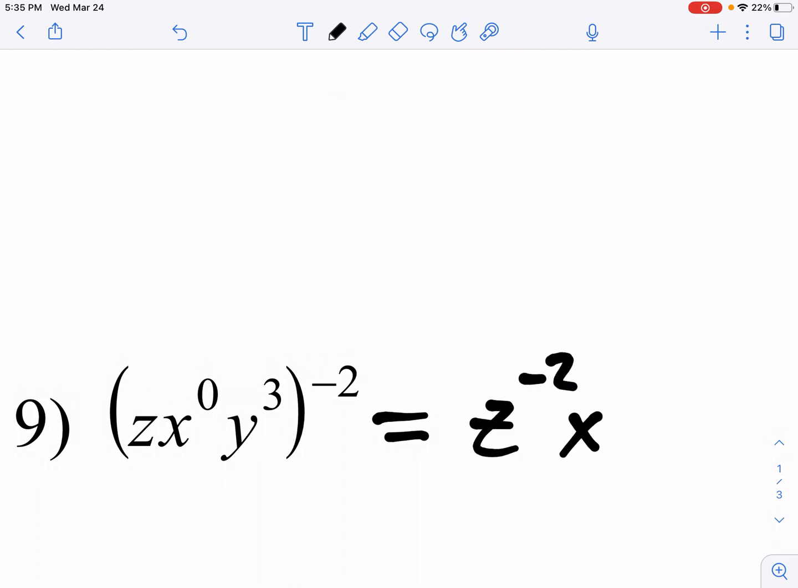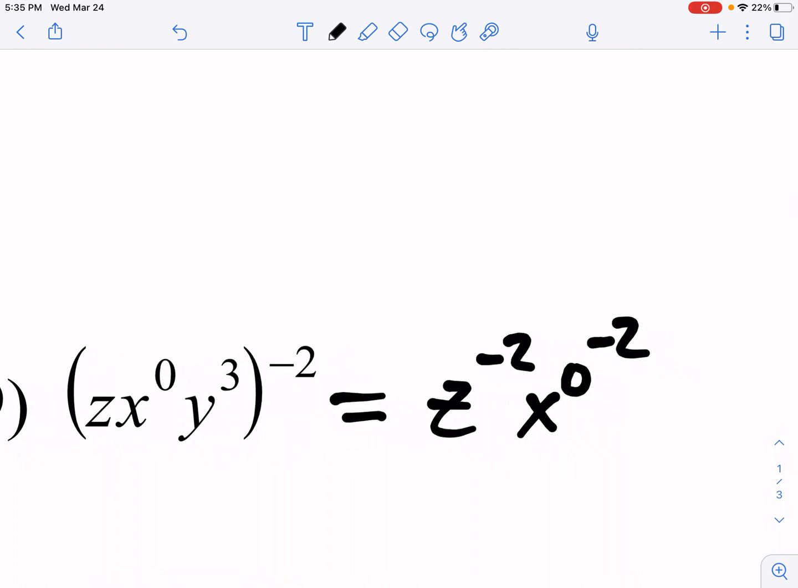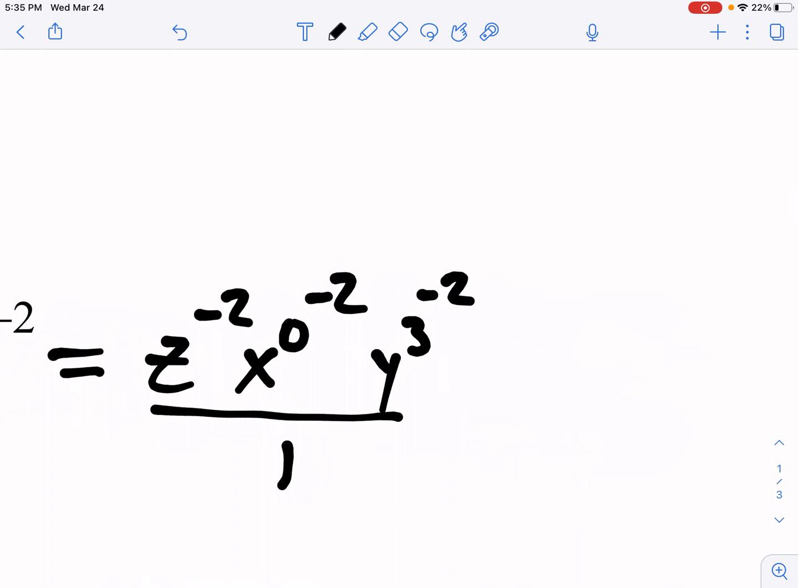Looking at this example here, we would have z to the negative second. We have x to the 0 raised to the negative second. And then we have y to the third raised to the negative second. Okay? So I'm going to put it over 1 because it looks like we're dealing with negatives, so we're probably going to be flipping things. Okay, z to the negative second, there's nothing to do there. It's just z to the negative second. I know it's going to flip down, but maybe we can leave this one on top for now, and you can flip everything at once if that makes it easier.